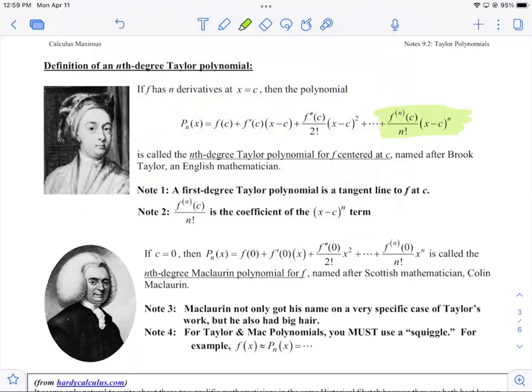Definition of an nth degree polynomial, Taylor polynomial. If f has n derivatives at x equals c, we're going to call c the point of tangency. We're going to call it c for the center of approximation. Then this right here, p for polynomial sub n. Like we did the partial sum, we did s sub n. This is going to be the polynomial p sub n, the degree of the polynomial, is this. It's the y value plus the derivative there times x minus c.